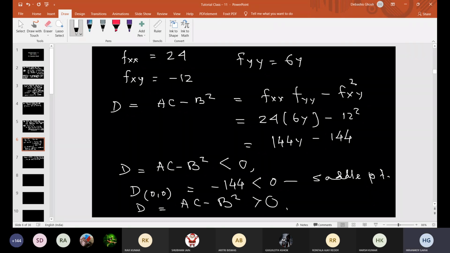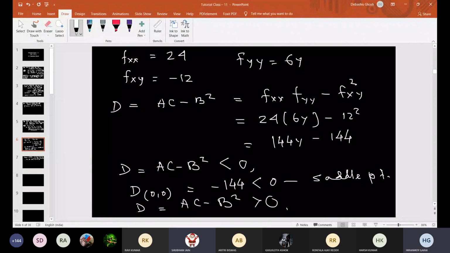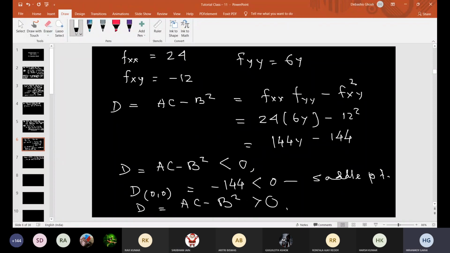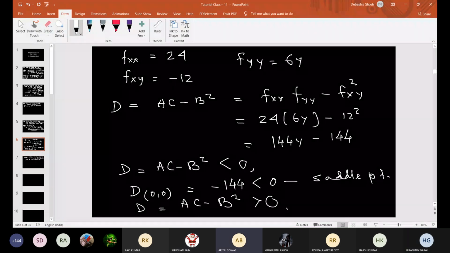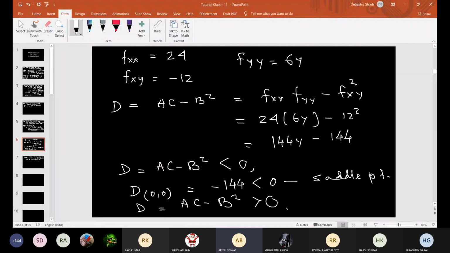Is it? Okay. And sir, one question more. We are finding the local maxima or local minima points, right? Yes, not absolute. Okay, sir. At that particular point we are calculating. Can you once again explain why at 0 0 it is a saddle point?